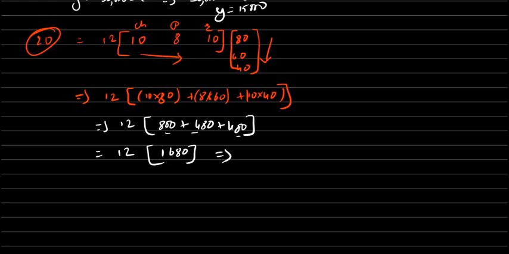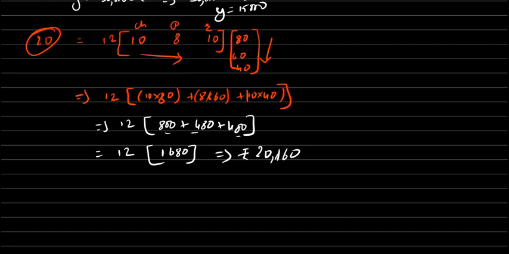Just hold for a second. 12 into 1680, you will get 20,160, meaning rupees 20,160. He needs to pay this much amount to the other person. Okay, I think you people understood this one.